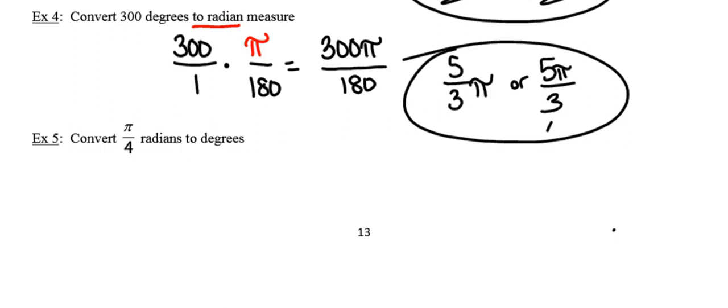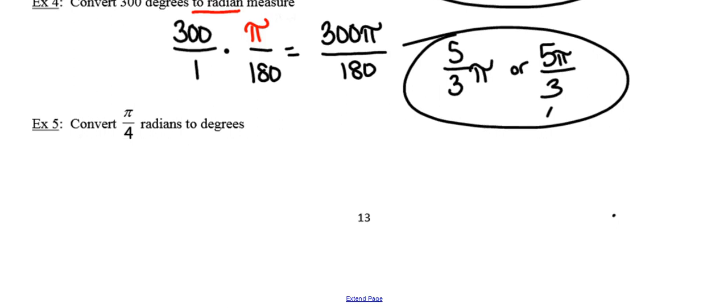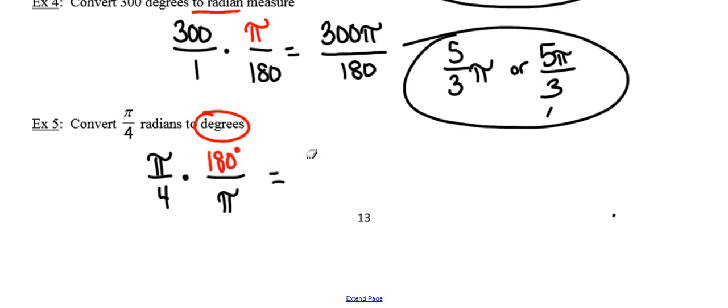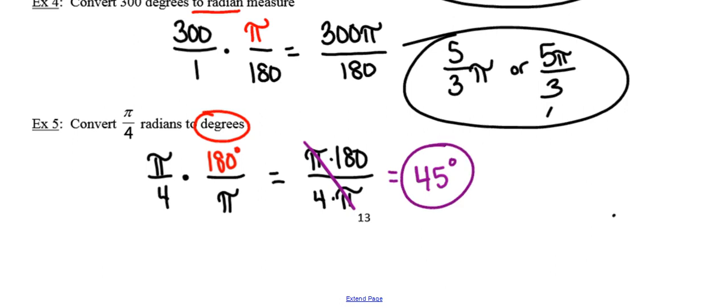All right, and then the last one, number 5, convert pi over 4 radians to degrees. So this is already a fraction. I don't need to worry about rewriting it as an equivalent fraction. This time we're going to degrees, so 180 degrees goes in the numerator of my fraction. Every 180 degrees is worth pi radians, so that's my conversion factor. So I end up with pi times 180 degrees over 4 times pi. And again, the pi's will cancel out. I'm left with 180 divided by 4, which when I simplify on my calculator, tells me is worth 45 degrees.